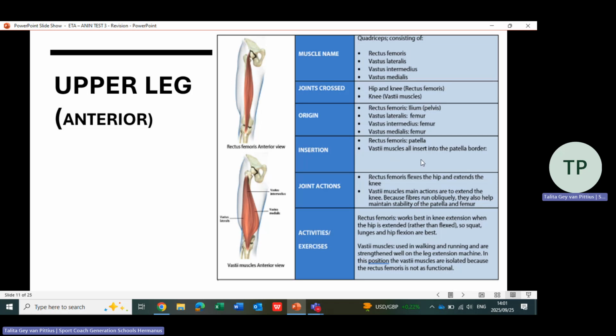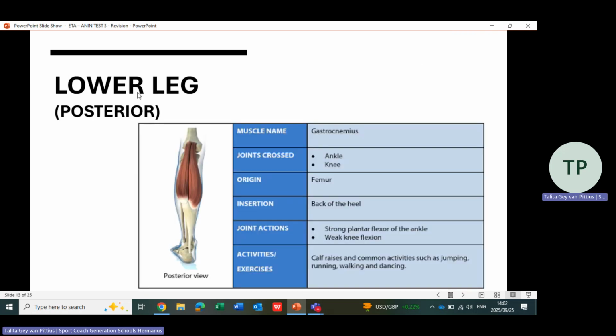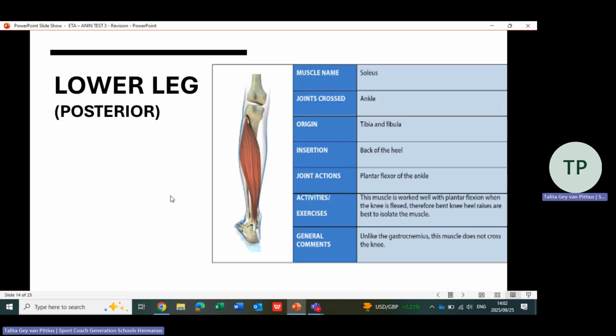So this is the anterior part of your upper leg, all right? It's your three muscles in your columns that you have to study, or where all your muscles are that you have to study. This is just showing you where it is, all right? And this is the part of the table that has the hamstring muscles on. And then this is the lower leg, the posterior part of your lower leg. This is your gastrocnemius, and this is your soleus.